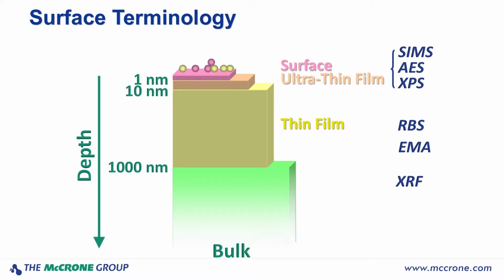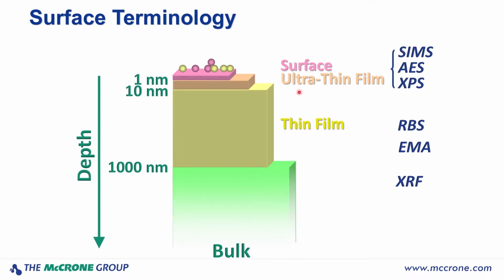This schematic diagram illustrates the surface layers we'll be discussing. When going from the outermost surface of a material into the bulk, you can define these various layers. The surface, as we said, is just a few nanometers in thickness. This is where atoms or molecules from the environment, whether they're in a gas, liquid, or another solid, can interact with the surface atoms of a sample. As we go deeper, we may have what we would define as an ultra-thin film, up to maybe 10 nanometers in thickness.